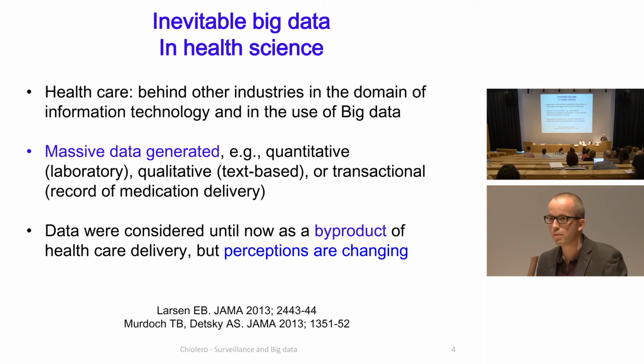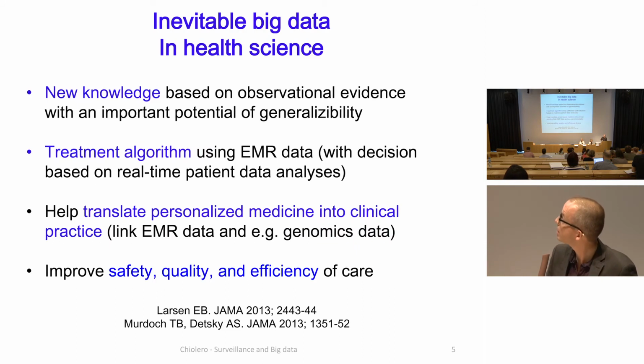I think we can say that until recently, healthcare was a little bit behind other industries in the domains of information technology and the use of big data. Massive data are generated by healthcare and health science, which are quantitative data, qualitative data, or transactional data. And Dr. Tamblyn has shown all the domains in which you have data you can use related to health science. I think we can say that until recently, data were considered a byproduct of healthcare, but perceptions are changing now, and increasingly we realize that this is a real asset for healthcare and for science.